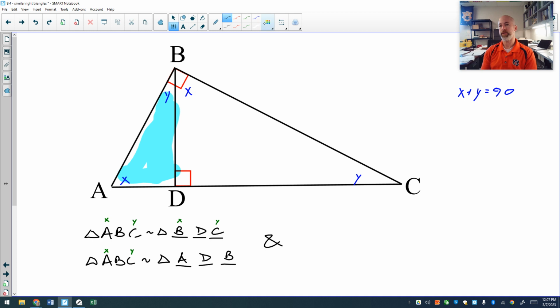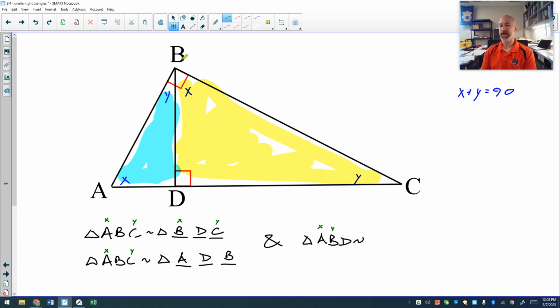But we can also compare the two smaller triangles. So now I'm going to compare the one on the left to the one on the right. So I'm now going to compare yellow to blue. And when I do that, I will have triangle, on the left, you can start with whatever you want. Let's do triangle ABD, my blue one on the left. And I'm looking at those angles.